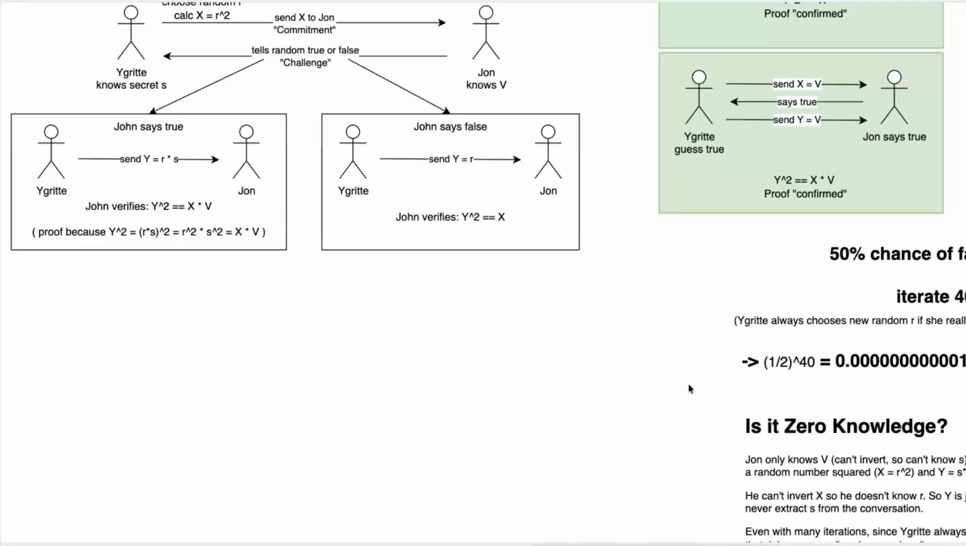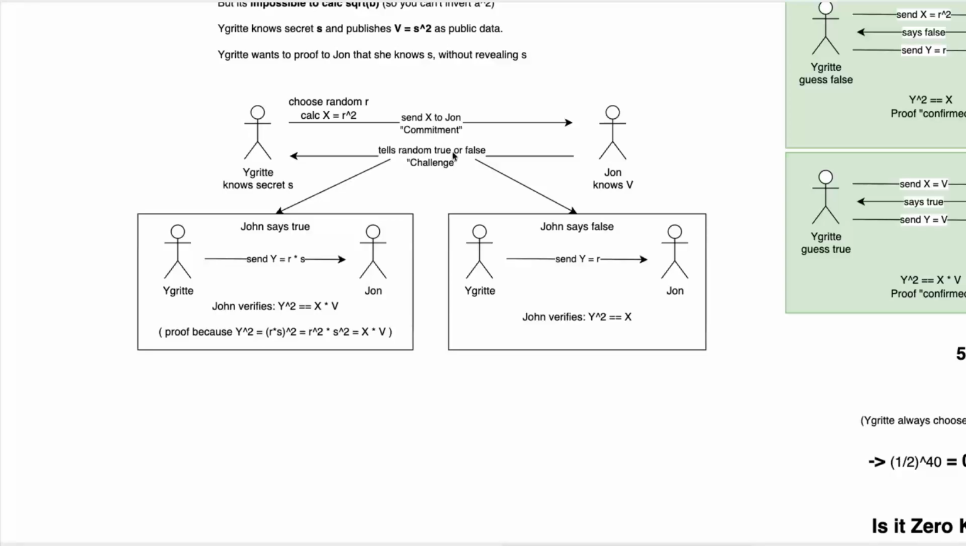Zero knowledge means she proves it without revealing any information about her secret. So there must be no way for John to extract any knowledge about this. Now, John only knows V. He can't invert that because we said it's impossible to invert, to calculate the square root, so he doesn't know S in the beginning. And now doing the calculation, if you look at it, depending on what he says, at the beginning he gets a random number squared, which is for him a random number. He doesn't know anything. That gives you no information about S, right?